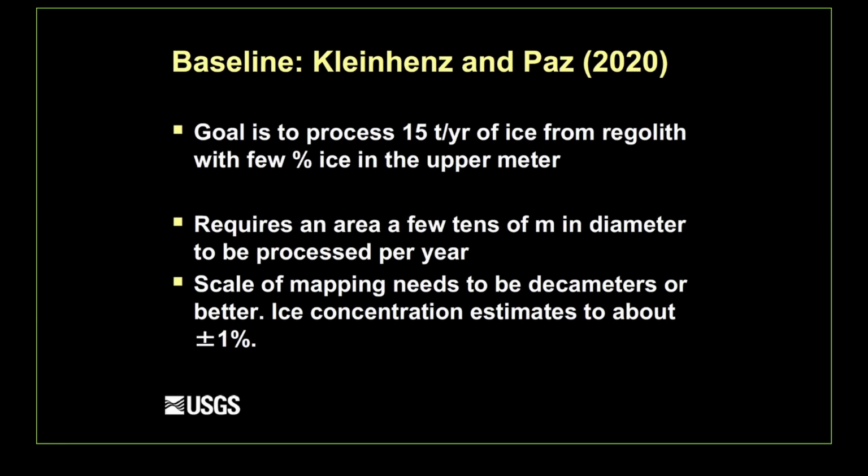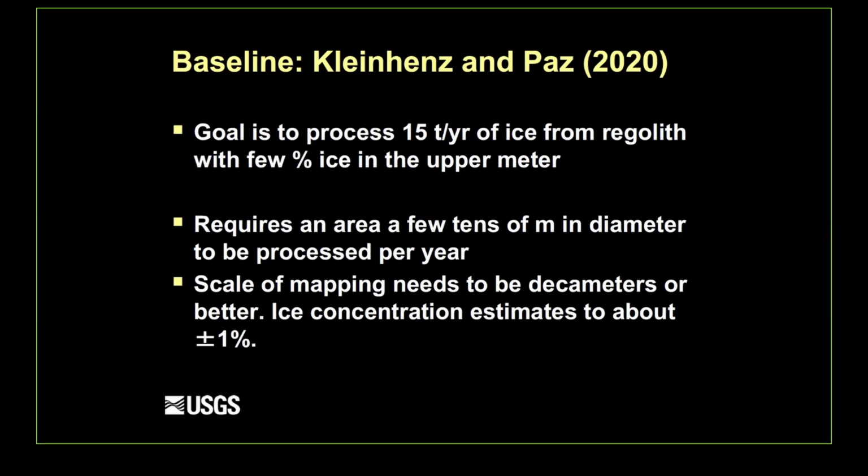We'll baseline the concept that was published in Kleinhans and Paz 2020, where the goal was to go into the permanently shadowed regions, the PSRs inside craters, and process about 15 tons of ice per year out of the regolith, digging roughly a meter down and working with regolith that had a few percent ice. And while there are plenty of other concepts out there, I think this is typical enough to give us an idea of what kind of measurements we need to be able to say we have a reserve. We found ice that we can work with.